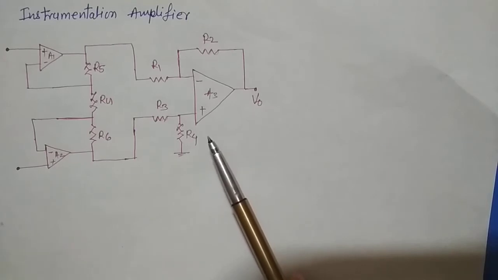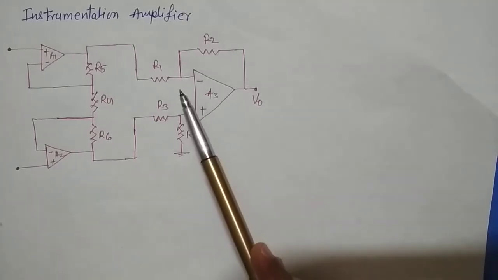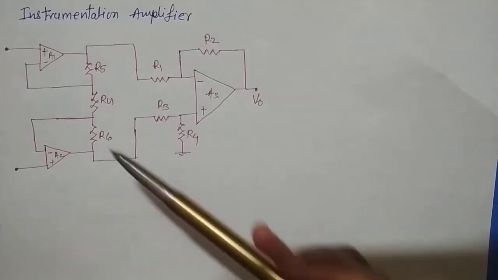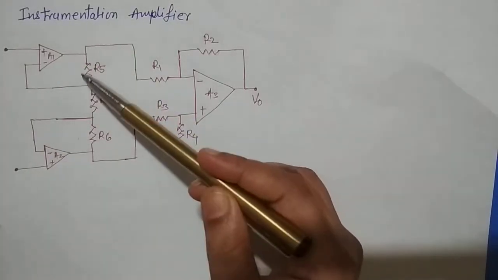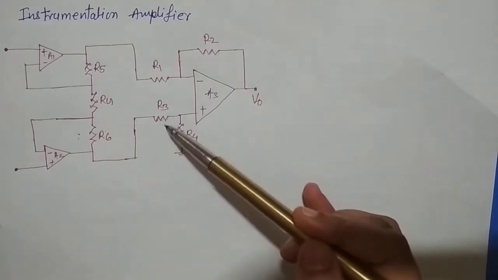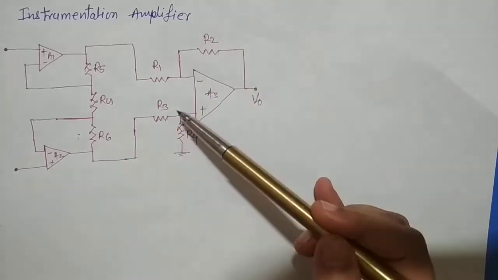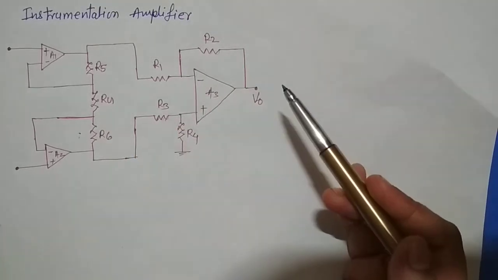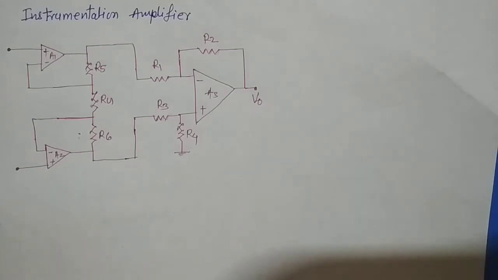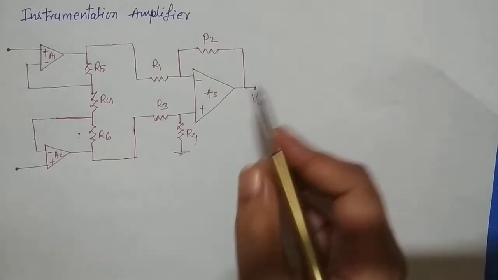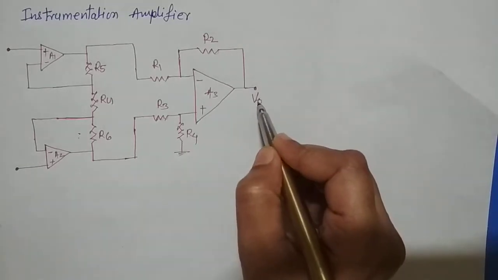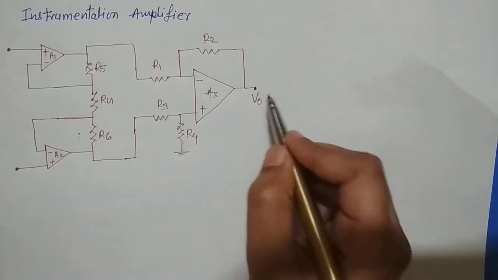This instrumentation amplifier is divided in two stages. Here the first stage is the combination of two non-inverting amplifiers, and the second stage is a difference amplifier. So next we will derive the output voltage of this instrumentation amplifier. This is the output terminal. So what will be the output voltage?